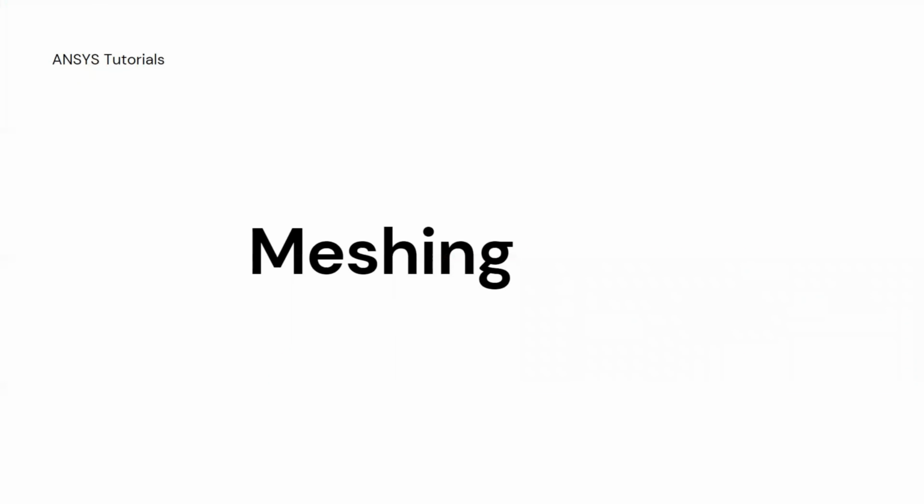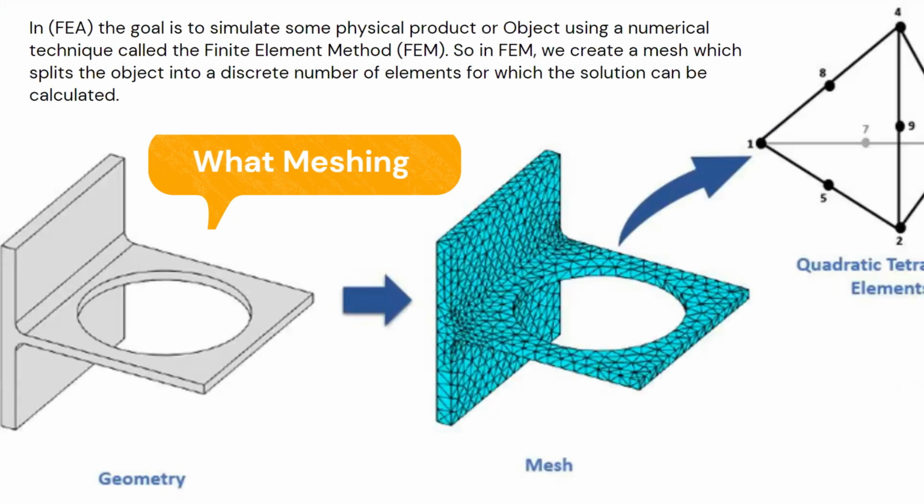In simple words, you can understand meshing as a process where we divide the product or component into a number of nodes and elements, so that whenever we apply the load on particular nodes and particular elements, we can analyze the results on those particular nodes and elements. That's why the whole process is called the finite element method.